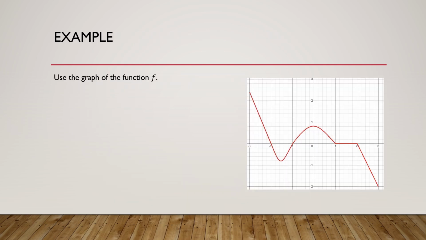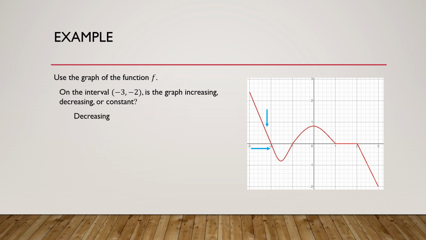For this example, we'll use the graph of the function f to the right. On the interval -3, -2, is the graph increasing, decreasing, or constant? From -3 to -2, the graph is going down, so it is decreasing.